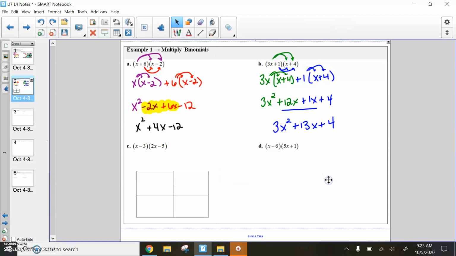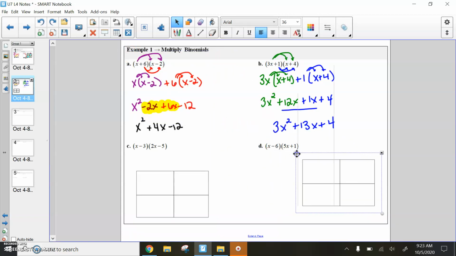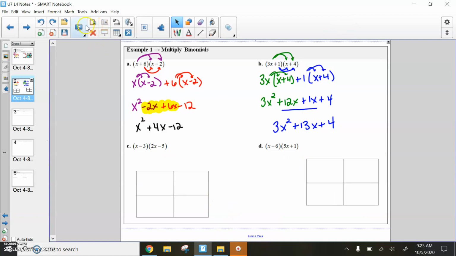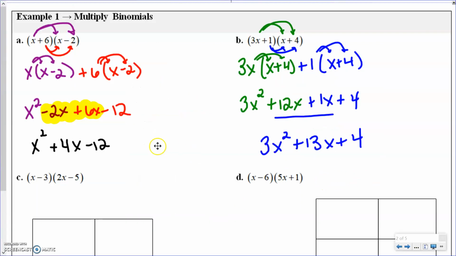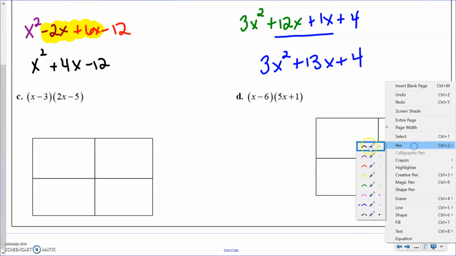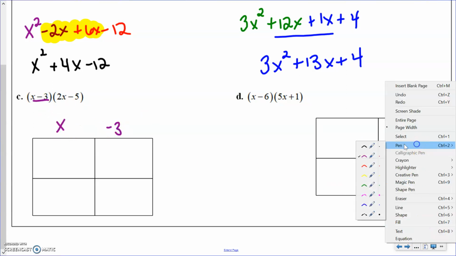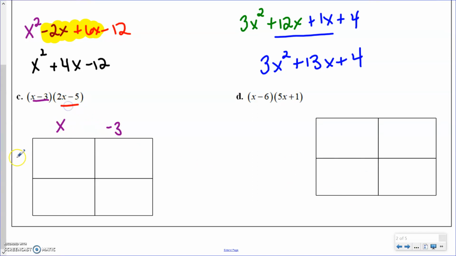Copy that and paste it next to the other one, and we'll use these tables. Okay, let's see where we're at here. Using a table, I'm going to show you to write it the same way I did on the last one. So my first binomial is x minus 3, so that's going to go across the top. My second binomial is 2x minus 5, so that's going to go down the side.